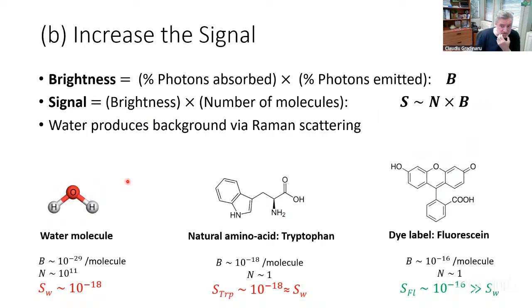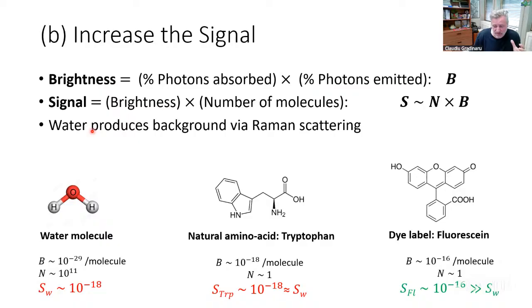Well, you can increase the signal, and the arguments I'm giving here are some back of the envelope calculations. What is brightness in principle? It's how many photons you absorb multiplied by the percentage of photons emitted. So if I absorb 100 photons and I emit them all, then I have a very good brightness. And the signal is typically brightness multiplied by the number of molecules in your detection volume.